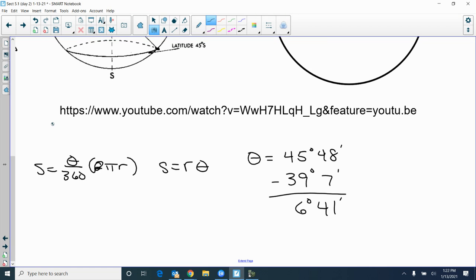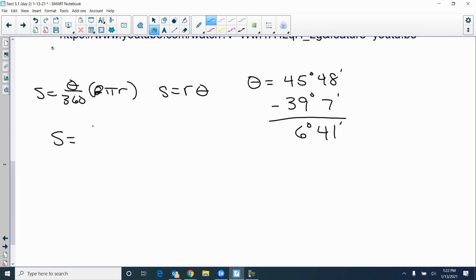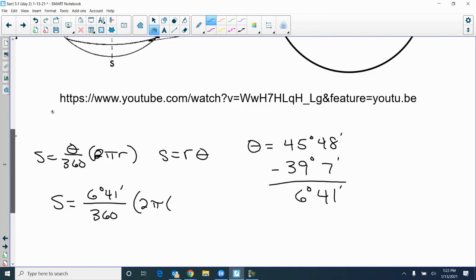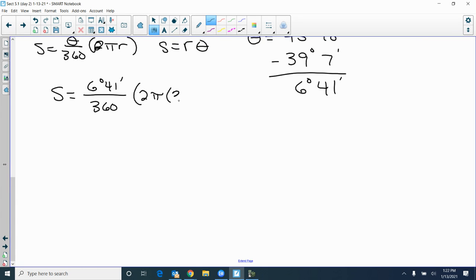So that gives me the fractional part of the whole circumference I'm working with. So out of 360 degrees, I only have 6 degrees. So S equals 6 degrees, 41 minutes divided by 360 times 2 pi times, what do we say we're using? 3,960.